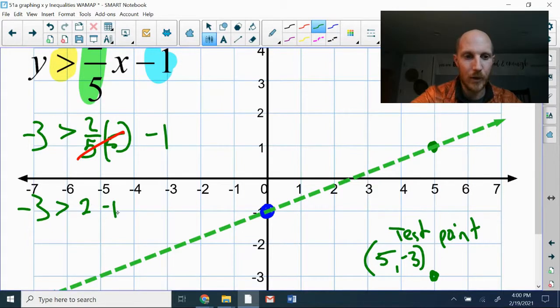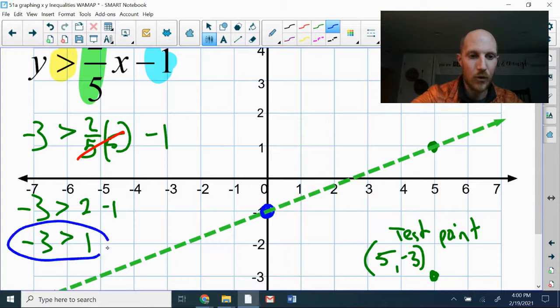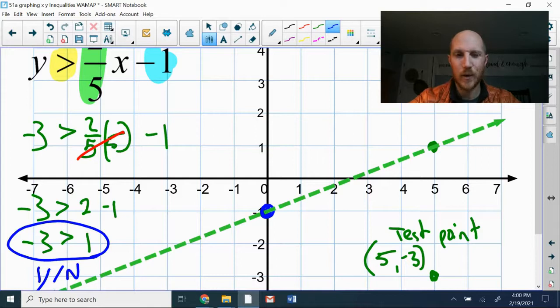And subtract 2 minus 1, that's 1. So -3 is greater than 1. So I ask myself again, is this a true number sentence? Yes or no? -3, is that greater than 1? No, -3 is not greater.